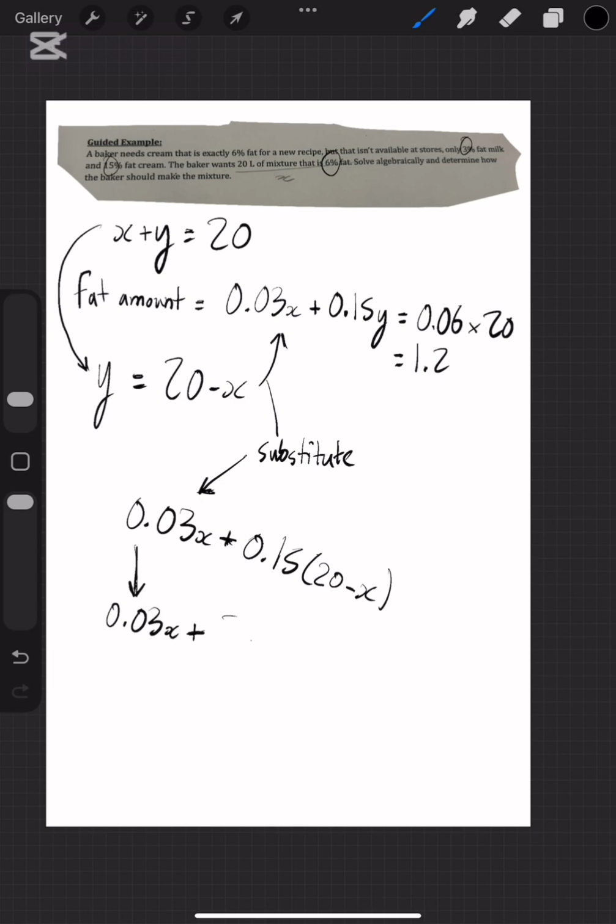There we go, so we expand the brackets. 0.15 times 20 is 3, minus 0.15x. So equal to 1.2.